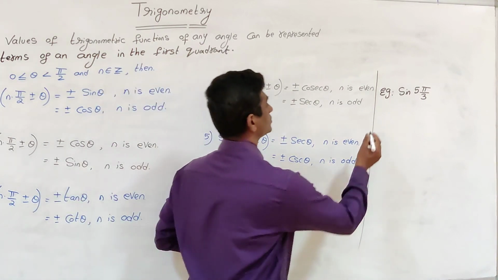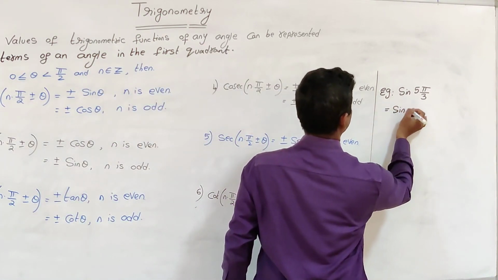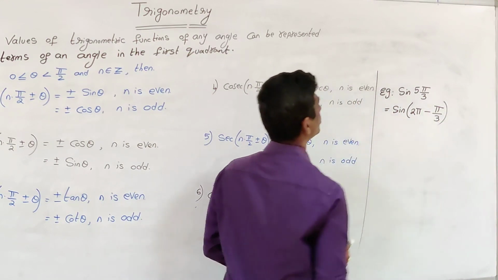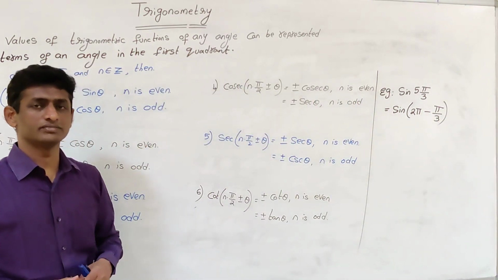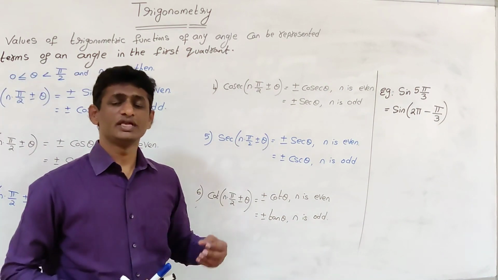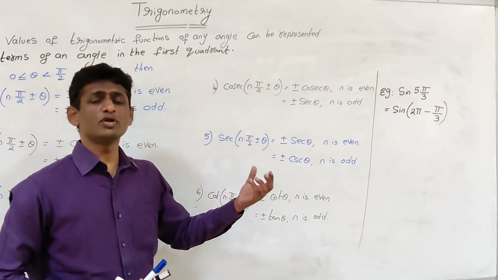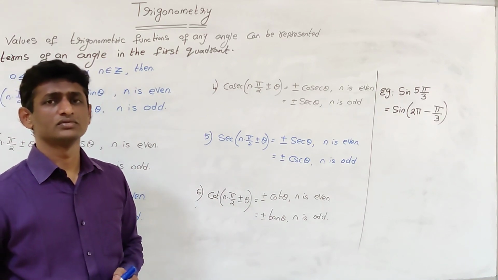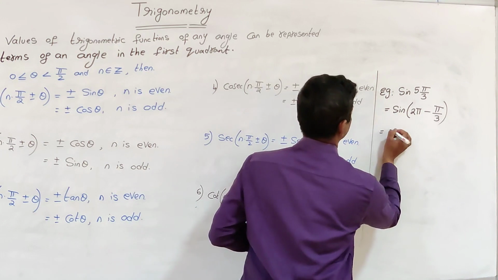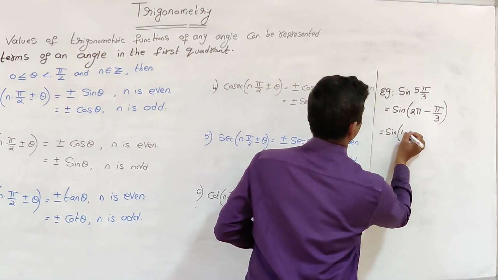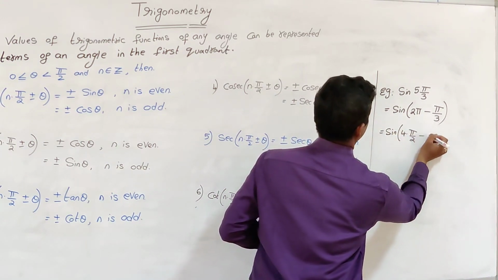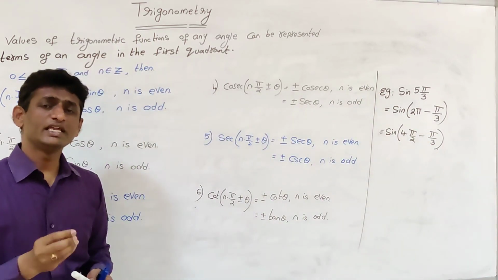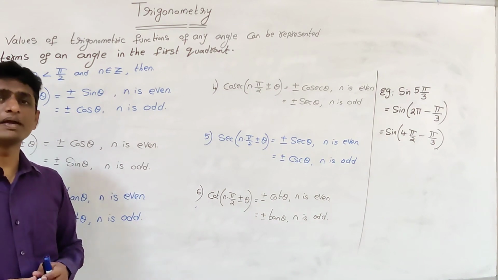Sine 5 pi by 3 can be written as 2 pi minus pi by 3. Is 2 pi an even multiple of 90 degrees or an odd multiple of 90? We can write it as sine of 4 times pi by 2 minus pi by 3. So it is an even multiple of pi by 2.